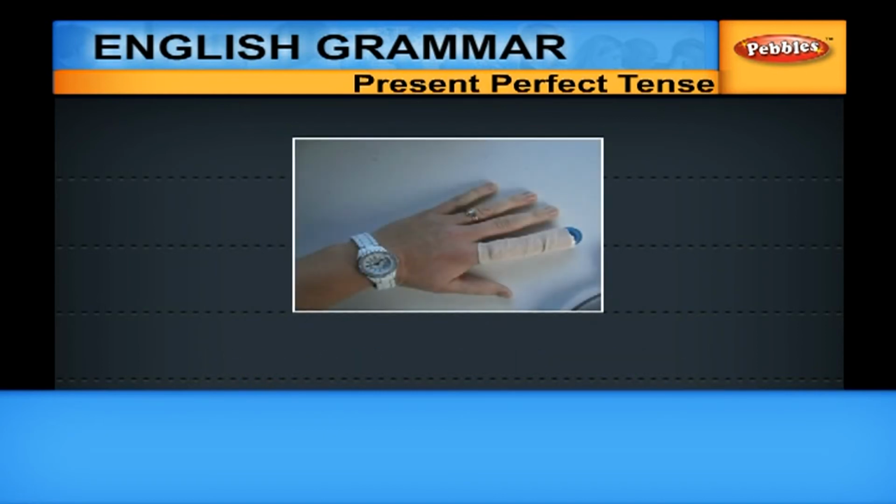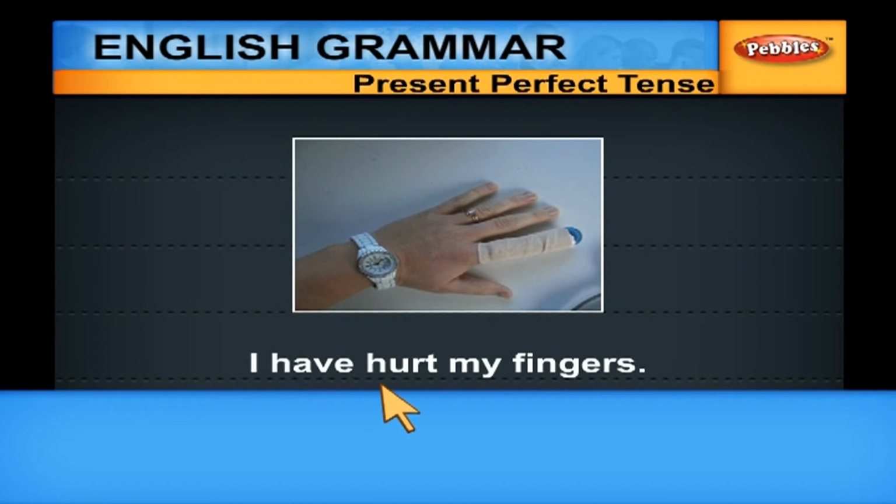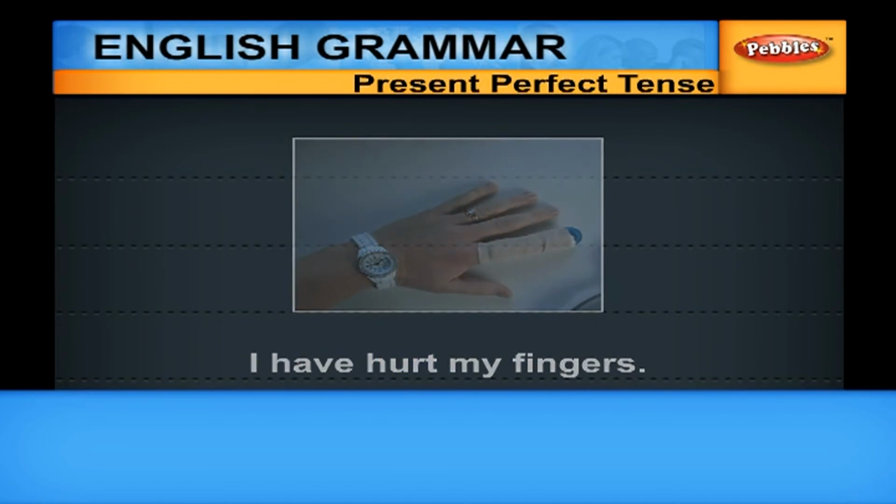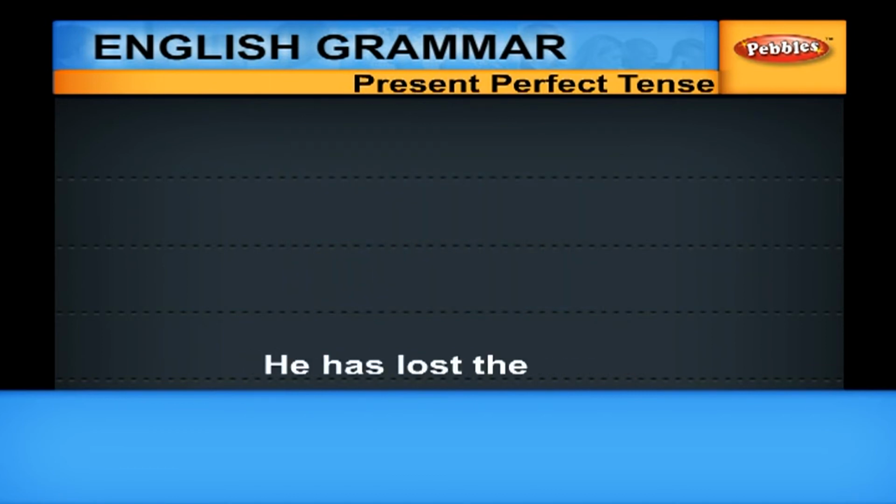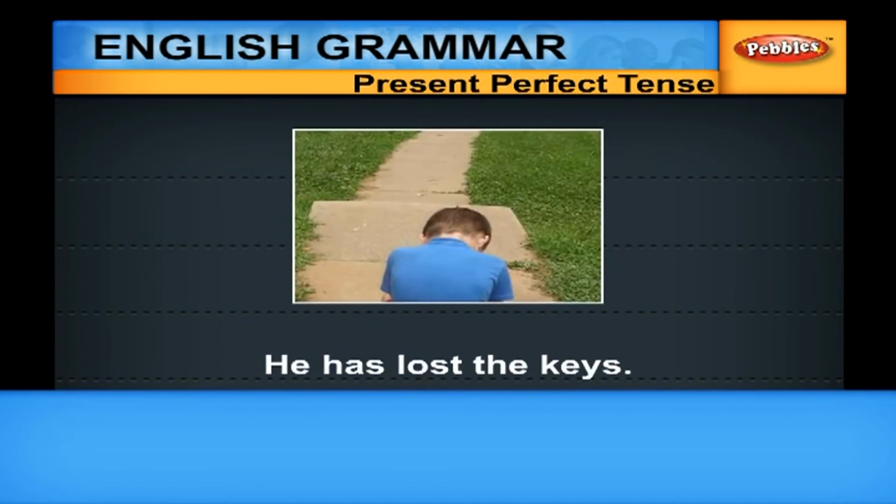Similarly, an action in the past that has relevance even now, for that also we can use present perfect. I have hurt my fingers. It means that still it hurts. Still you are feeling the pain, and past participle of the main verb hurt is hurt. He has lost the keys. He has not found it. Past participle of the main verb lose is lost.